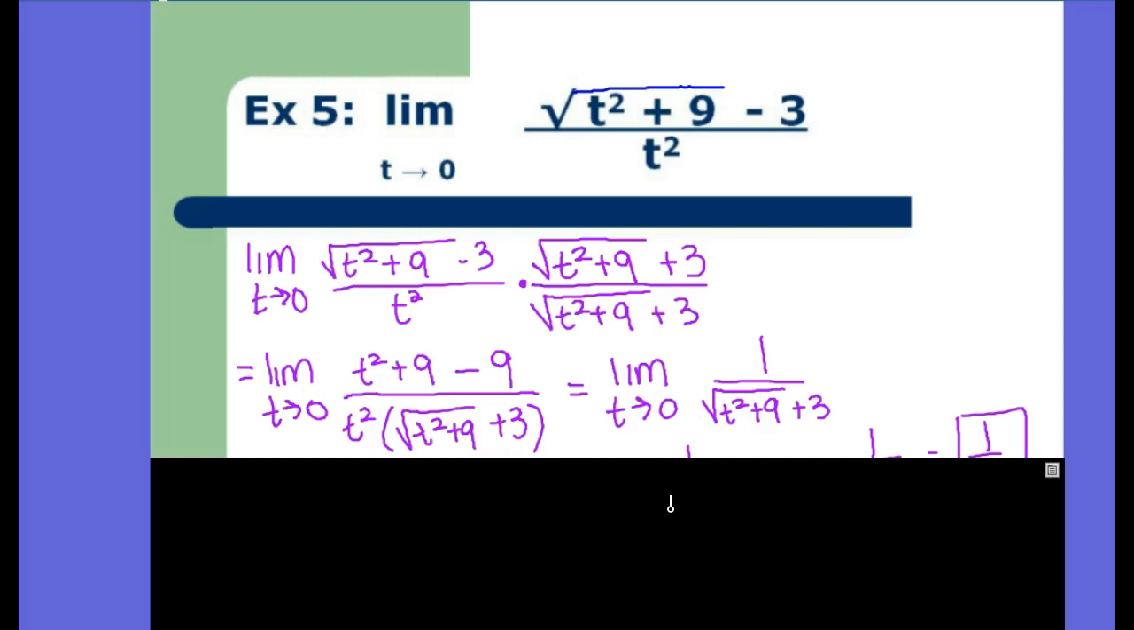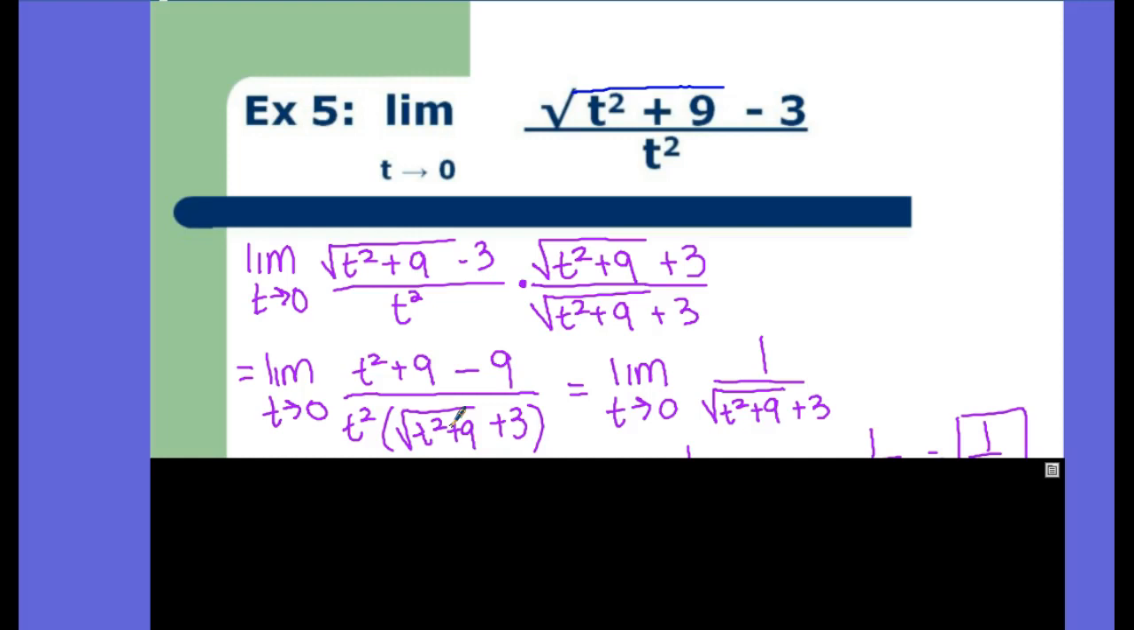You're good. So is everybody okay with this so far? We see how we multiply by the conjugate. We get this. And then what's nice is the positive and negative 9's cancel. And then the t squareds over each other are left, so they cancel. So now you have 1 over, essentially, the original numerator, but a positive 3 instead of a negative 3.